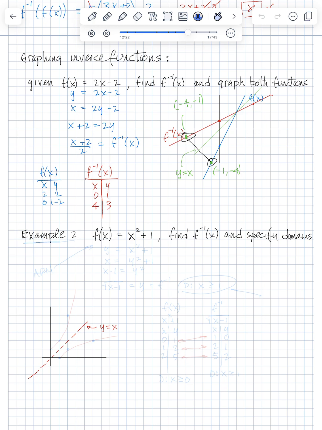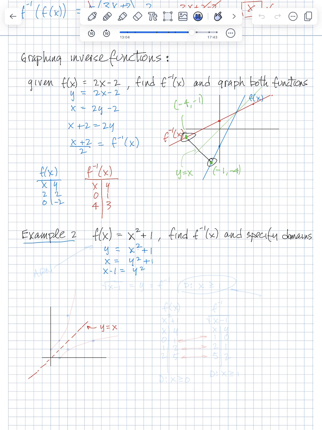Okay, example 2. We have f of x equals x squared plus 1. We want to find the inverse function and specify the domains of both functions. So we'll start by finding the inverse function first. So y is equal to x squared plus 1. Switch the variables. x equals y squared plus 1. Subtract 1 from both sides. x minus 1 equals y squared.